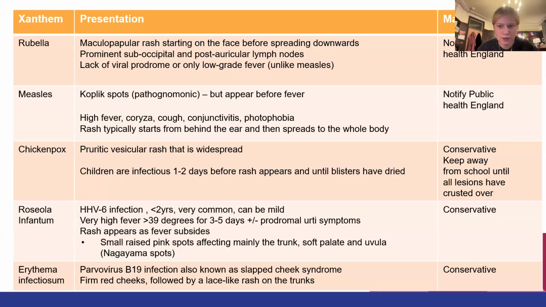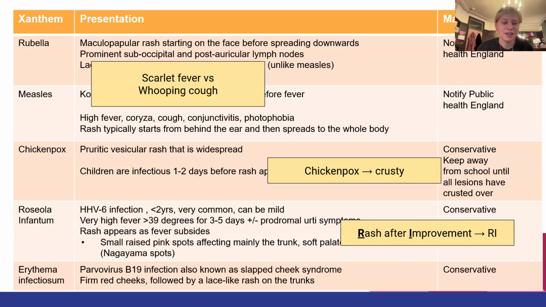So in terms of mnemonics, if you click 3 times, they should come up. Thank you. For chickenpox school exclusion criteria, I remember that chickenpox, it's a bit gross, but goes crusty. All the lesions have to crust over before the child is able to return to school. For HHV6 infection, it's kind of in the name: Roseola infantum starts with an RI, so you get the rash after improvement of symptoms. That's how I remember that. That's a very classic SBA question.